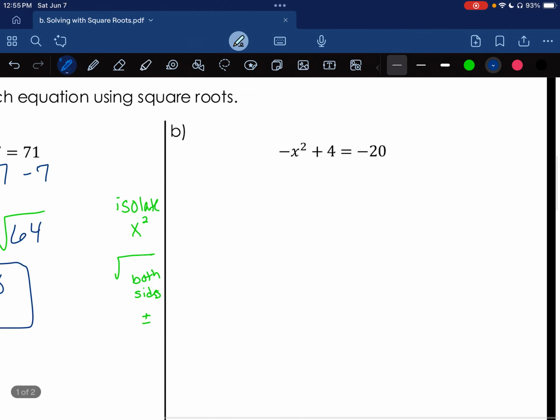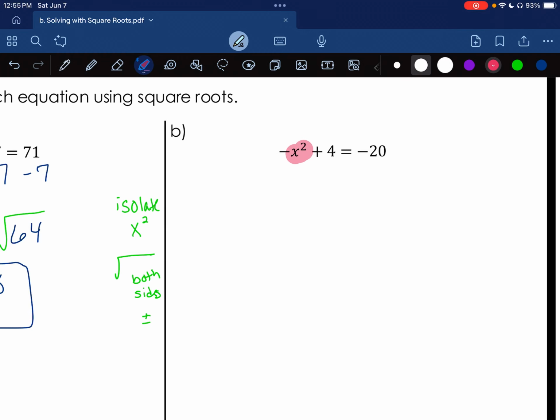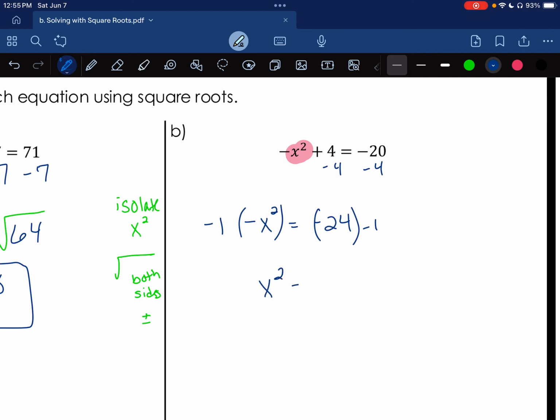Let's check out this one. All right, notice that we're going to do a teensy bit more work because our x squared here has that negative in front of it that we're going to have to get rid of as well. So I'm going to start by subtracting 4 from both sides. We'll get negative x squared is equal to negative 24. Now I'm going to multiply or divide, either way works, both sides by negative 1. And so I'll end up with positive x squared is equal to positive 24.